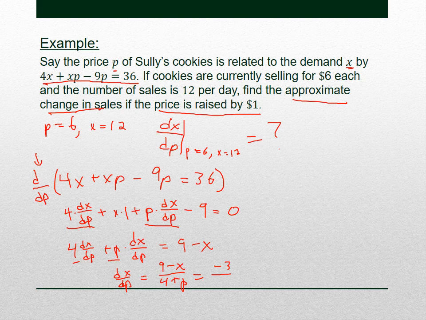Okay, so then plugging in x equals 12 and p equals 6, we get minus 3 over 10. Right, minus 3 over 10. So the sales x will decrease by approximately, minus 3 over 10 will be 0.3. So decrease by about 0.3. So less than 1 if the price increases.